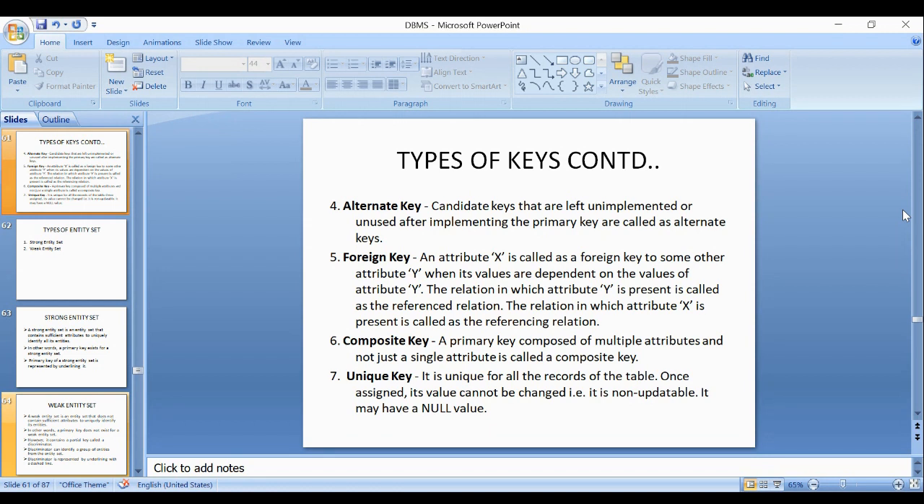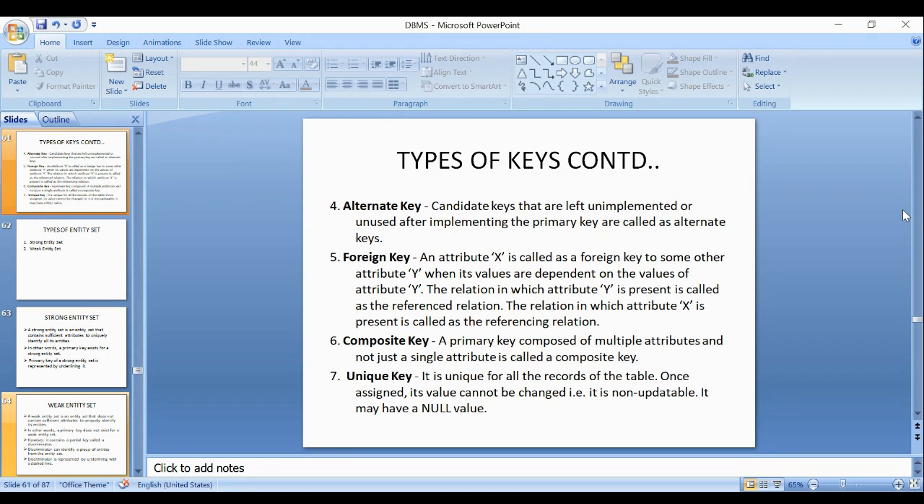Now coming to foreign key. An attribute X is called a foreign key to some other attribute Y when its values are dependent on the values of attribute Y. The relation in which attribute Y is present is called the referenced relation. The relation in which X is present is called the referencing relation. Now coming to the next one, that is composite key. A primary key composed of multiple attributes and not just a single attribute is called a composite key.